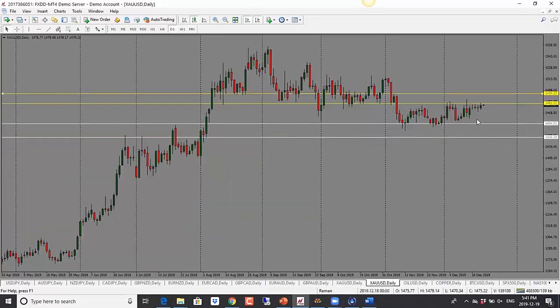Gold here, gold is also hugging this resistance. It's putting pressure into it, and we could see it go through this one. So bias here is to the upside.